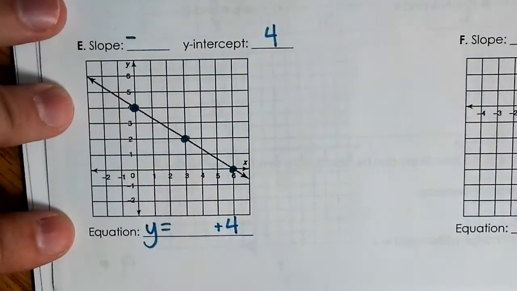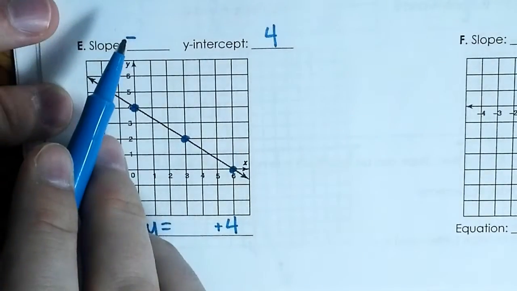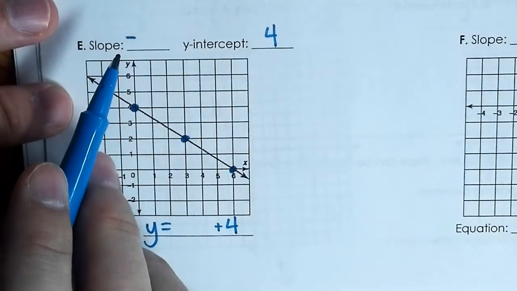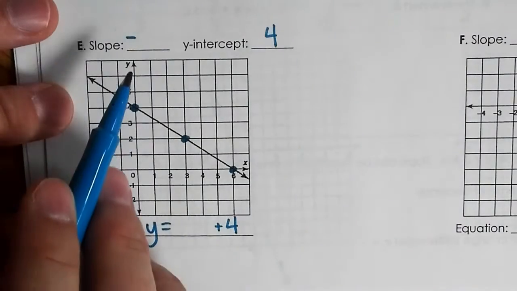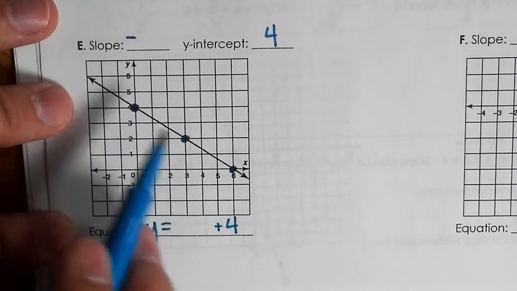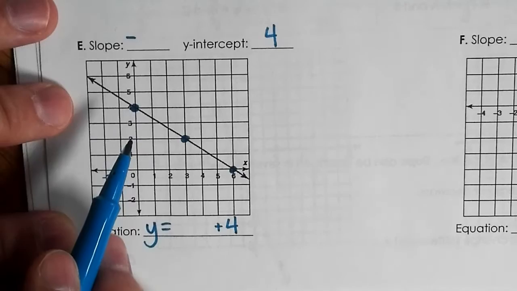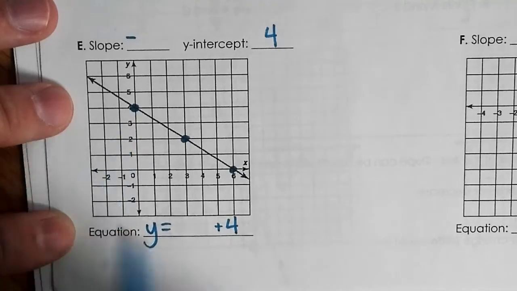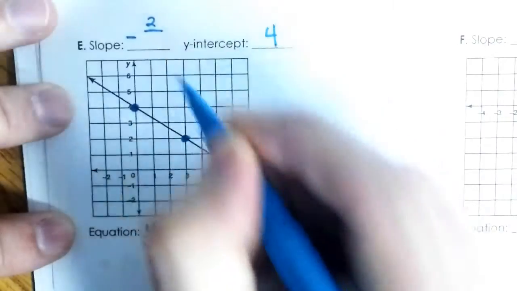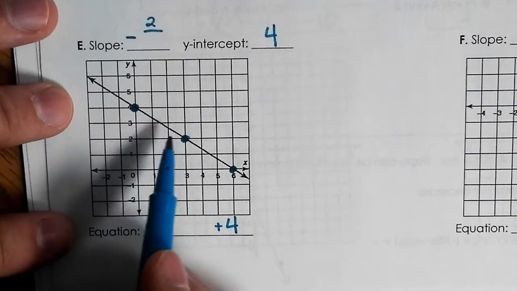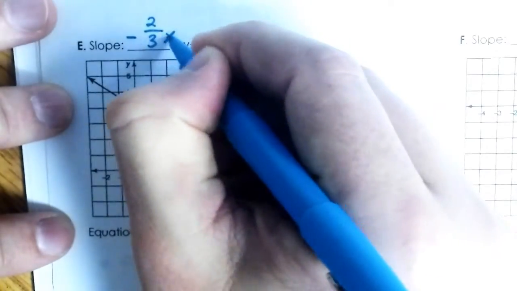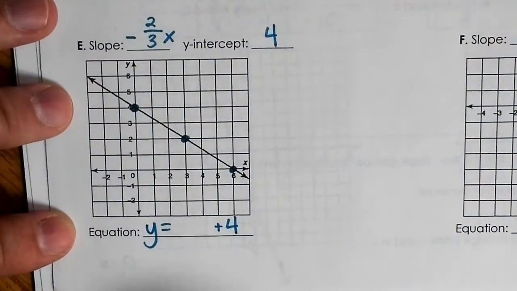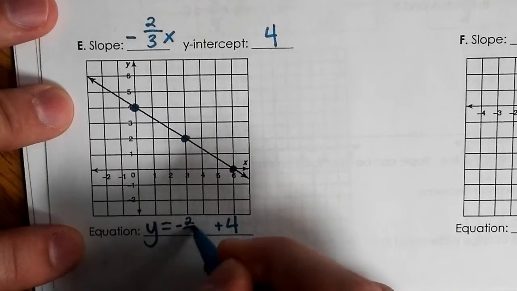Why is it a negative slope, Emily? Because it's going down. Excellent. So we put a negative there. So we know our slope is negative. Now, how many did we go up or down by? If we start at our starting point, to get to that next dot, how many did I have to go down? 2. Yeah, there we go. I went down 2. All right, how many did I have to go over? 3. Yeah, there you go. So our slope is negative 2 over 3. Negative 2 over 3x.